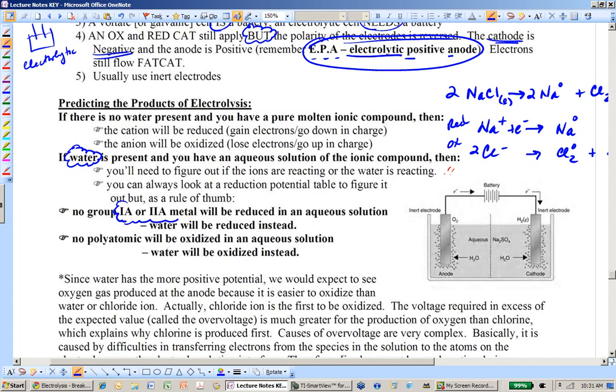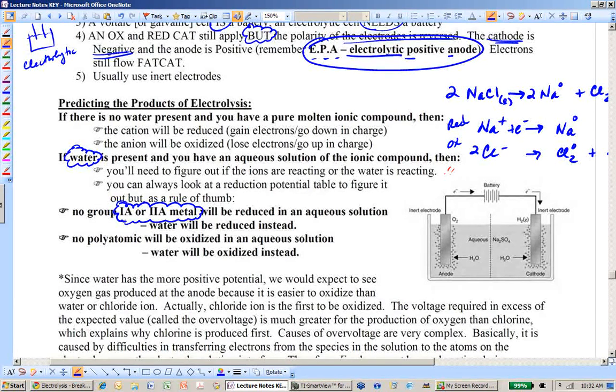If you have a 1 or 2A metal present, like my sodium chloride, instead of it being molten, instead it was in solution, then the sodium will not be reduced, which is a good thing, because if it were, it's a very exothermic reaction when the sodium metal itself reacts with the water, and so that could get really ugly. It can actually generate enough heat that the hydrogen gas that's put off can actually burst into flames.